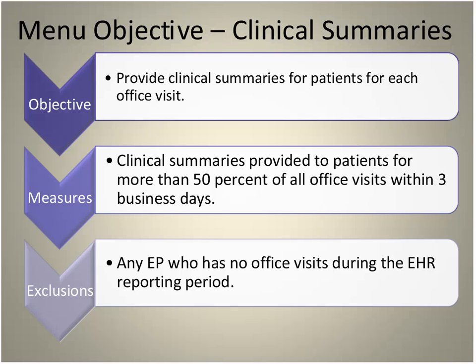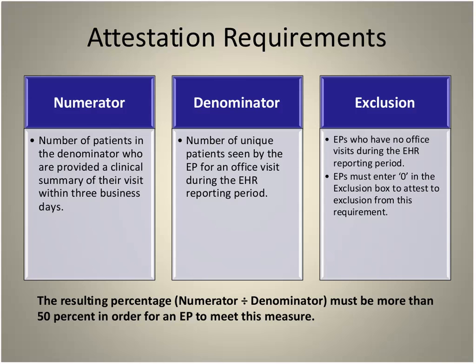The only exclusion is any eligible provider who's had no office visits during the EHR reporting period. And that makes sense because some specialists really are not involved in direct patient care and office visits. Attestation requirements, denominator, back to that phrase: number of unique patients seen by the eligible provider for an office visit during the EHR reporting period. And the numerator is the number of those who were provided a clinical summary of their visit within 3 business days.